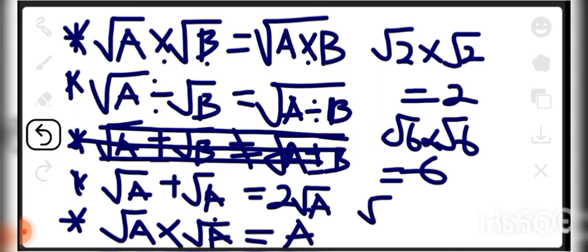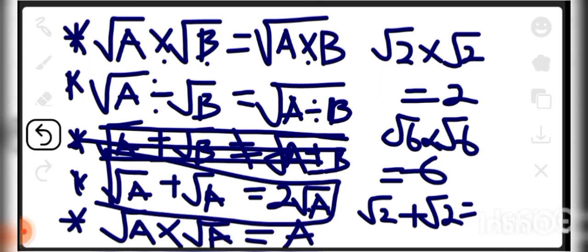Then if you have root 2 plus root 2, the answer becomes 2 of them. That will be 2 of root 2. So please take note of that. It's very, very important. Now let's look at, okay, let's just look at one more law.